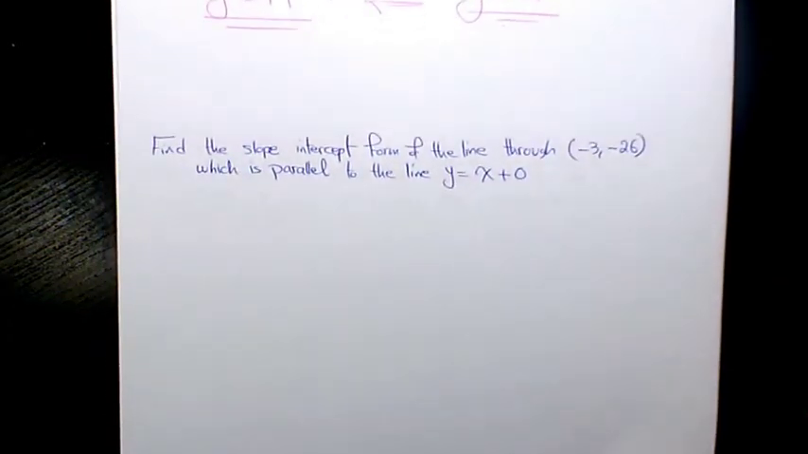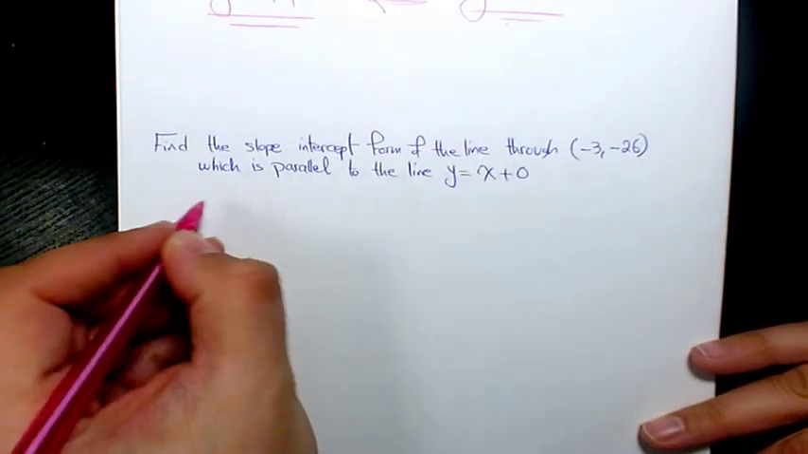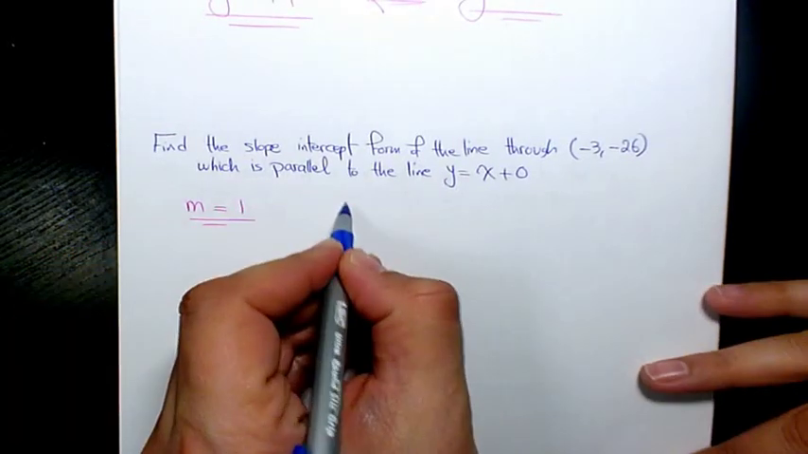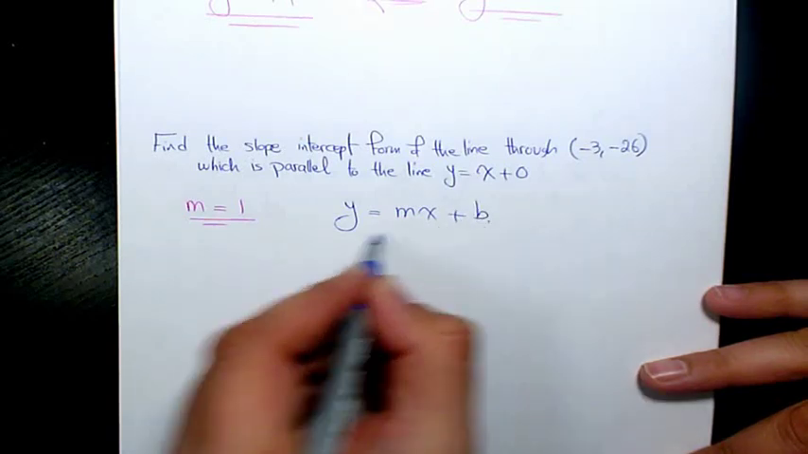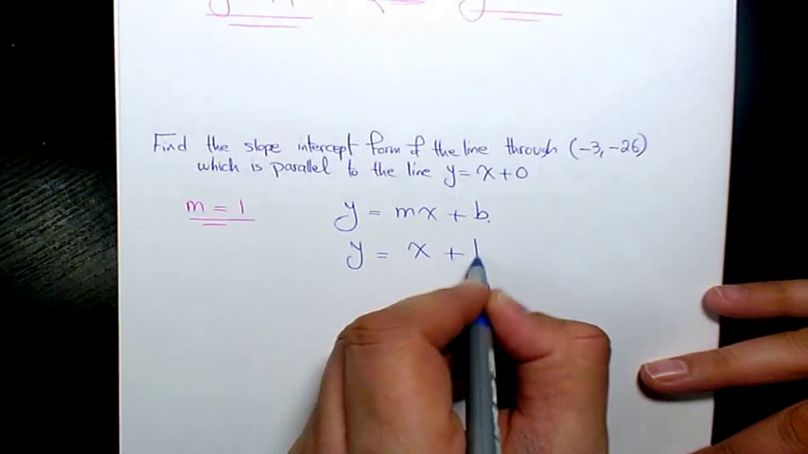Next one, it says find the slope-intercept form of the line passing through the point (-3, -26), which is parallel to the line y equals x plus 0. It says parallel to this line, and this line has a slope of 1. So it means that m is 1. When we are dealing with y equals mx plus b, m is 1, so it's going to be x plus b.